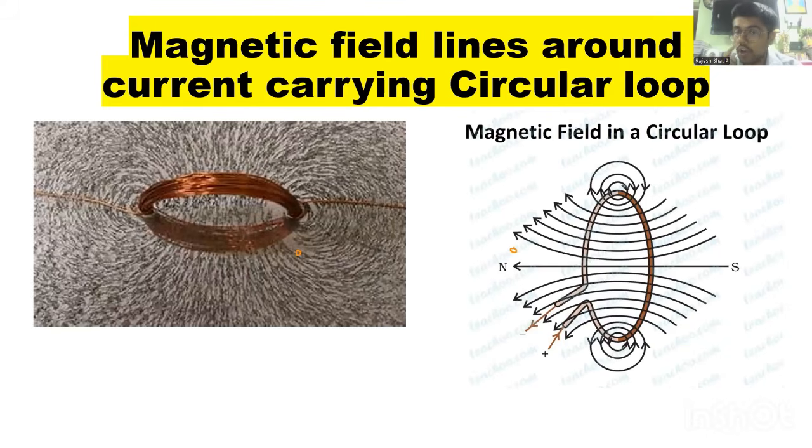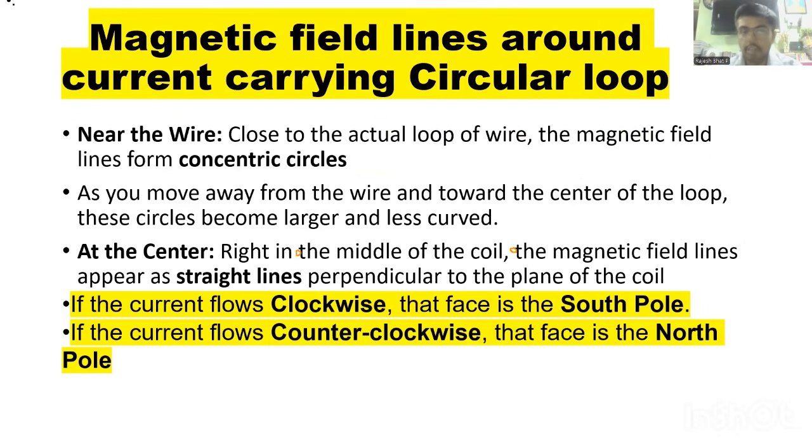If the current flows clockwise, that face is the south pole. If the current flows anti-clockwise, that face is the north pole. It becomes like a coin. Looking from here, the current is going clockwise, so this is the south pole. On this side it is the north pole. Okay, this is the speciality of the circular loop. You have to remember this.